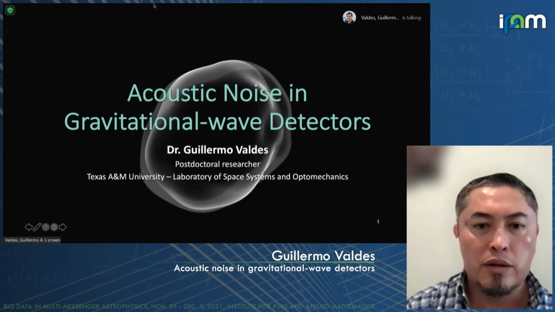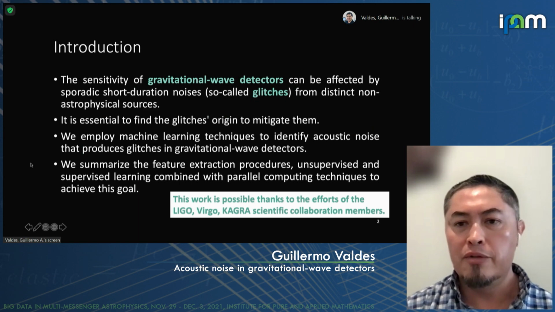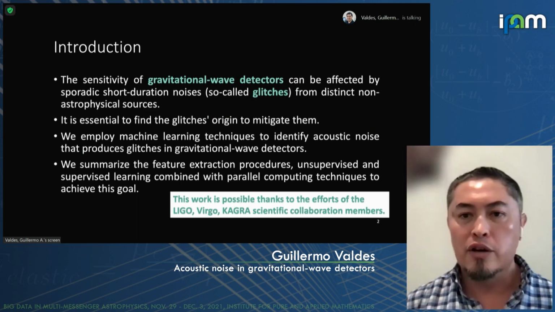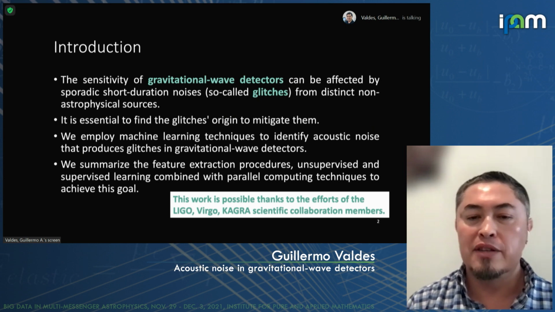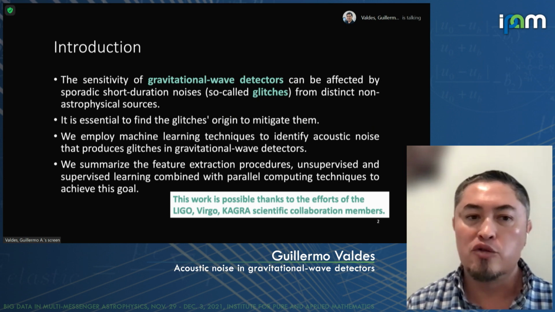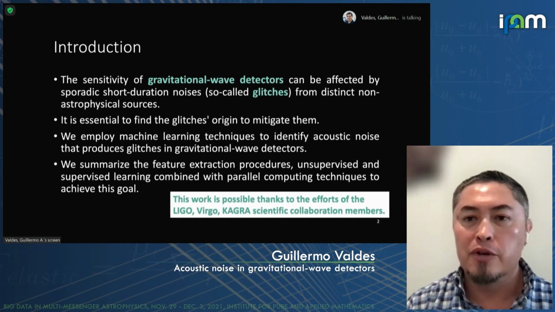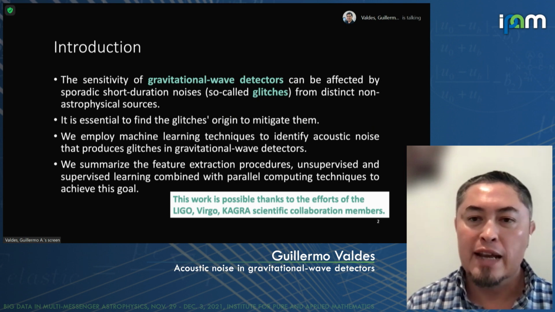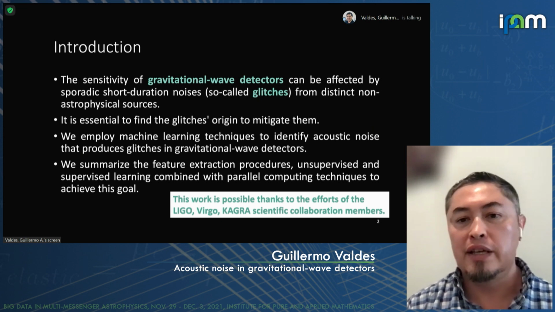To begin with, just to give you a brief introduction of what we are going to cover in this presentation. Gravitational wave detectors are very sensitive instruments and can be overwhelmed with what we call glitches. We call glitches sporadic noise, of very short duration, that comes from non-astrophysical sources. It's essential to find the origin of these glitches in order to mitigate them.